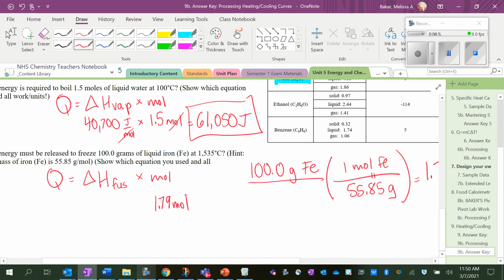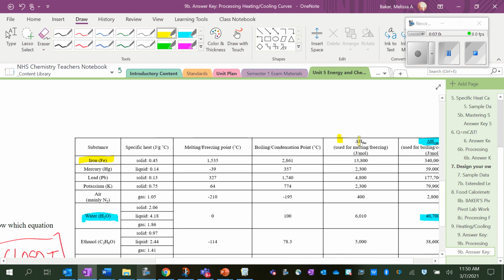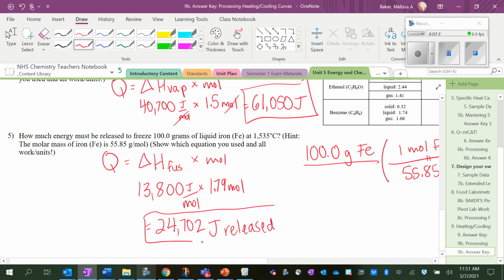And then we also need to know the heat of fusion for iron. So let's look up iron and the heat of fusion used for melting and freezing. It needs to release 13,800 joules per mole in order for this to freeze. So I'm going to take 1.79 times 13,800, and I get 24,702 joules released to freeze that iron.